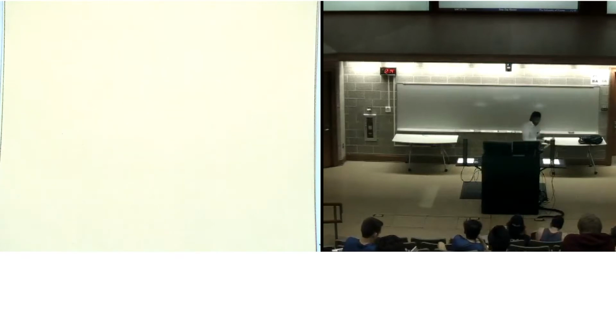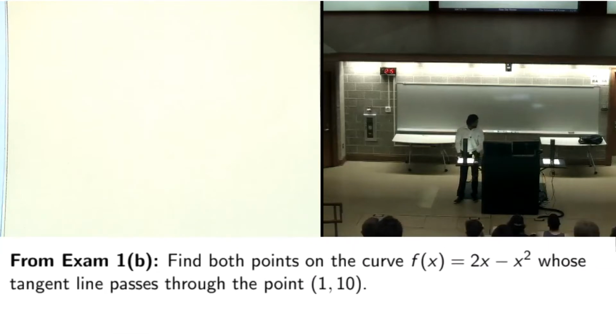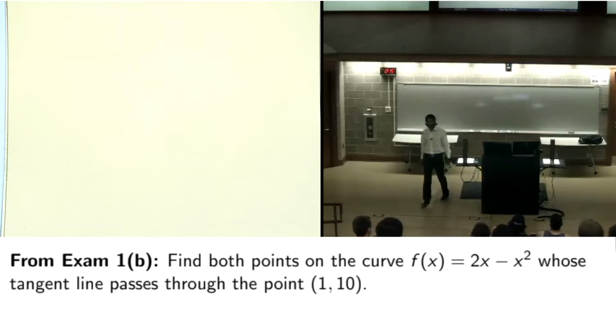Okay, so one problem is done. Let's move to the second one. What do you think the second problem is asking us? And find both points on the curve. So it means there are 2 points on the curve.